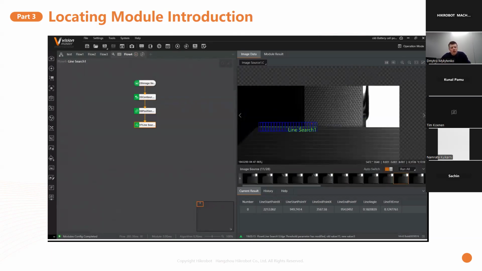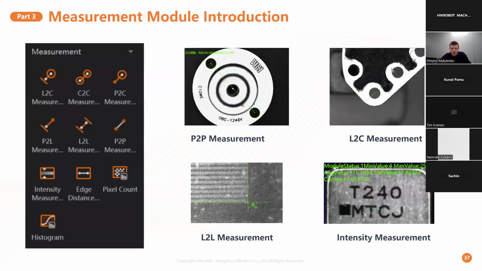Okay, let's continue. Up to this point, the focus has been on reliably locating reference features and extracting geometric primitives. The workflow now shifts from detection to measurement. Measurement modules such as point to point, point to line, line to line, line to circle, and other similar combinations use the located points and lines to calculate distances and angles, converting geometric information into quantitative results.